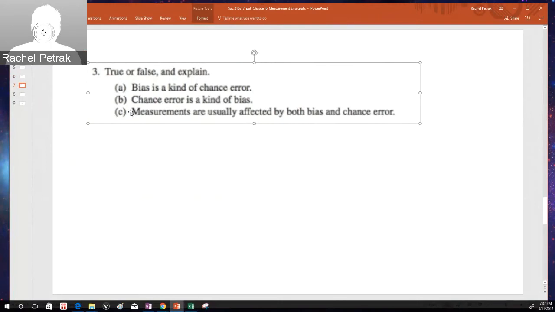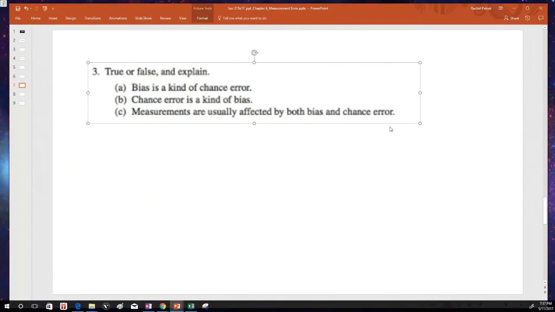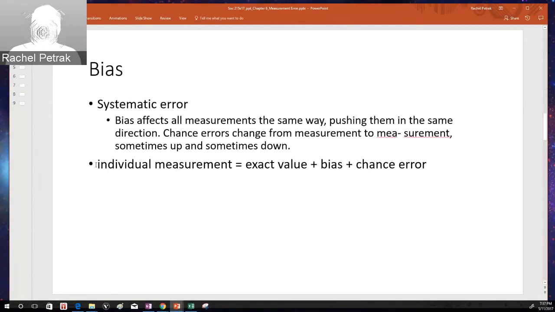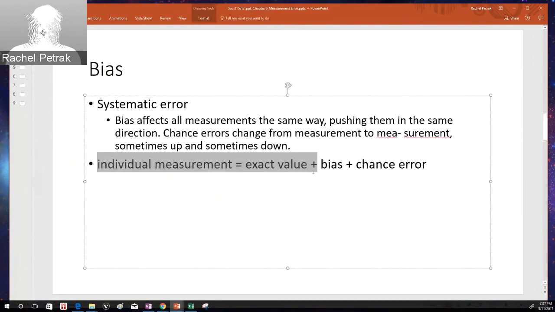And finally, measurements are usually affected by both bias and chance error. Is this true or false? Yeah, this is true. Measurements are affected by both chance error and bias. As we see here, an individual measurement is equal to the exact value plus whatever bias there is and chance error.